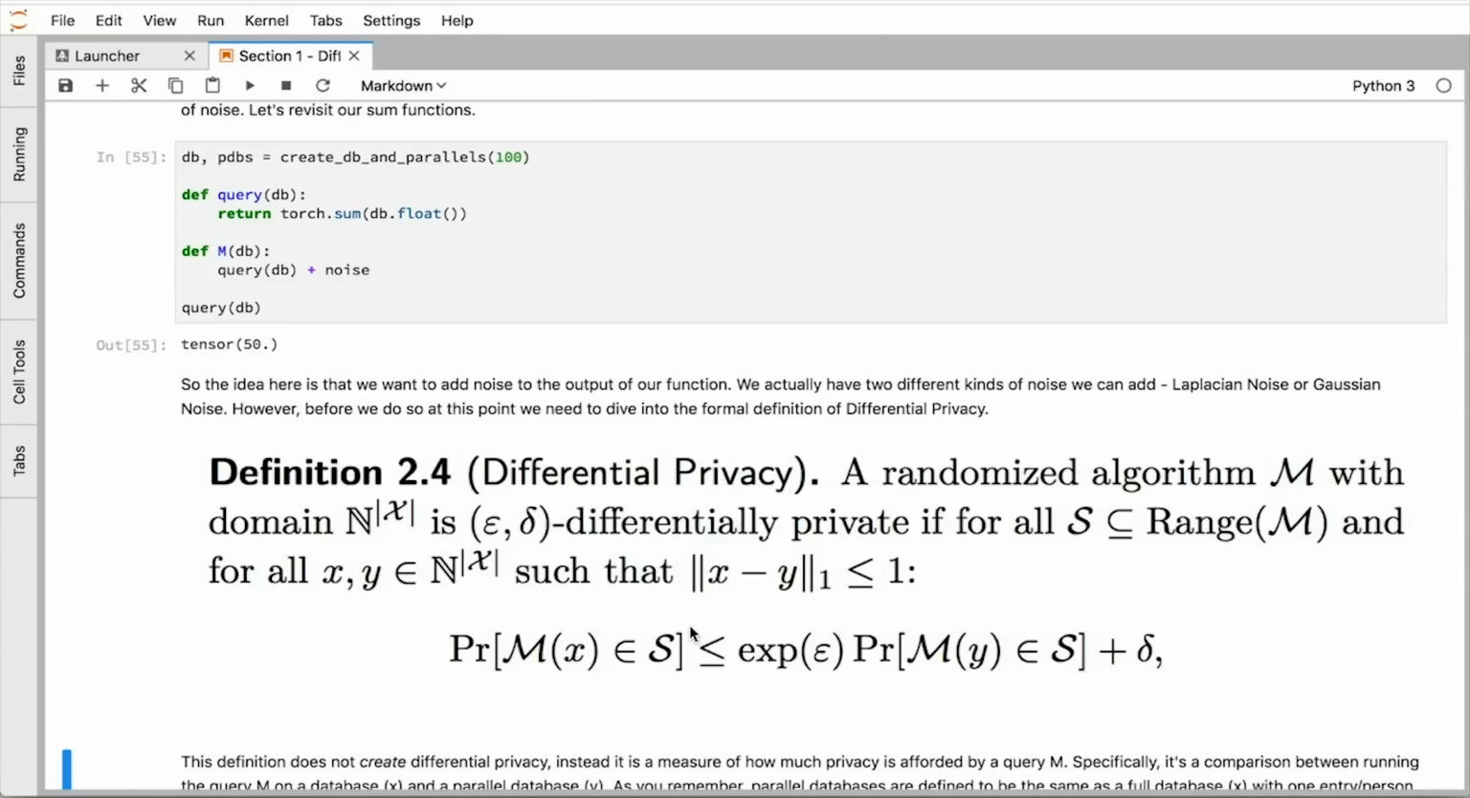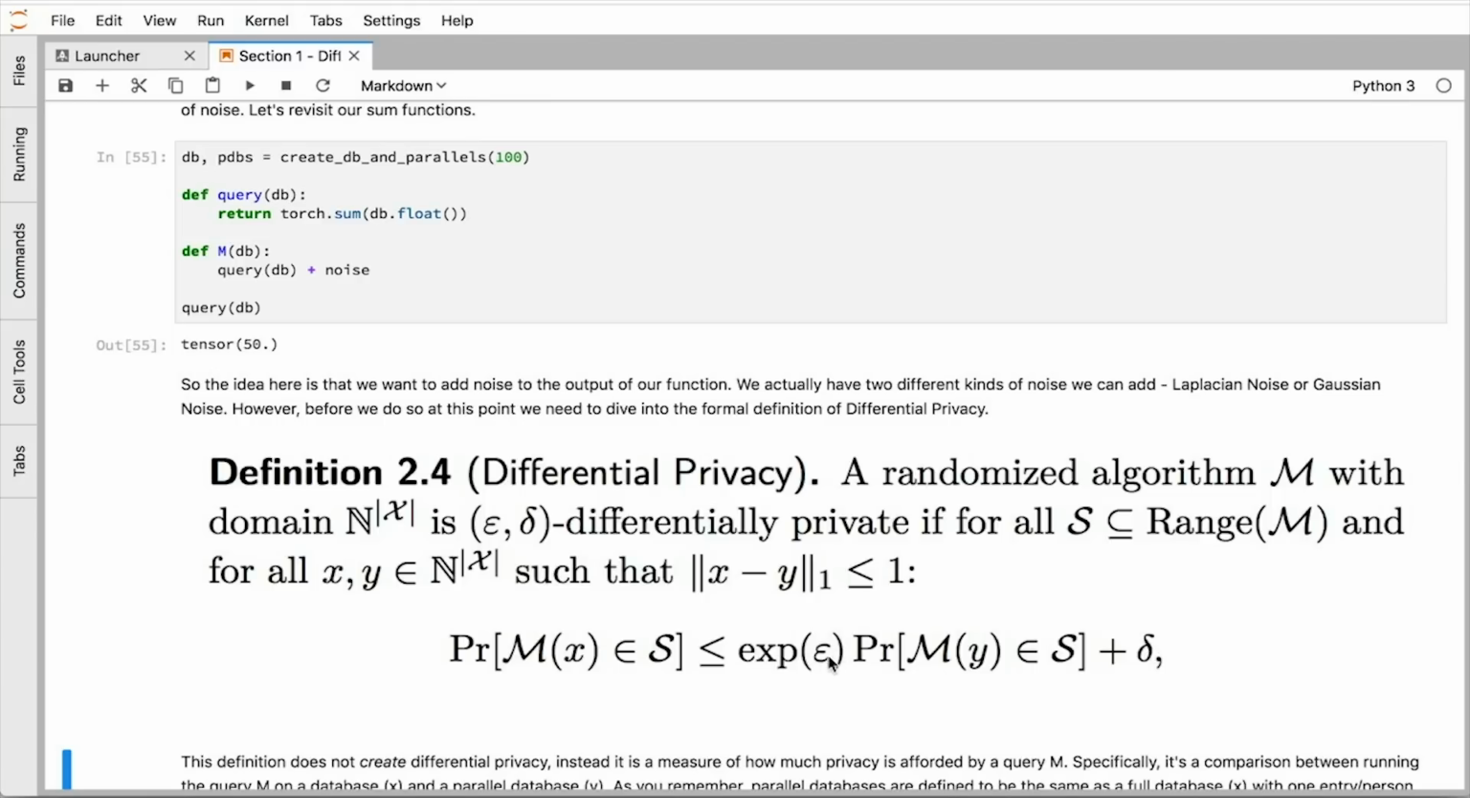How different is the output of my mechanism, the prediction of my mechanism, when I remove an entry from the database? How much does it change from here to here? And the measurement of the maximum amount that these 2 distributions are different is measured by 2 parameters, epsilon and delta.